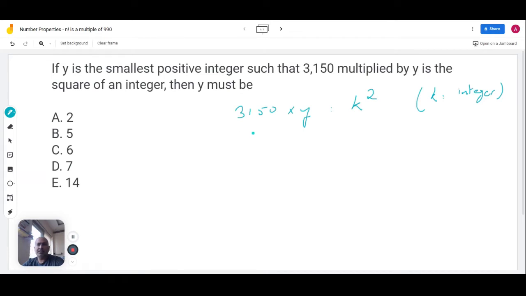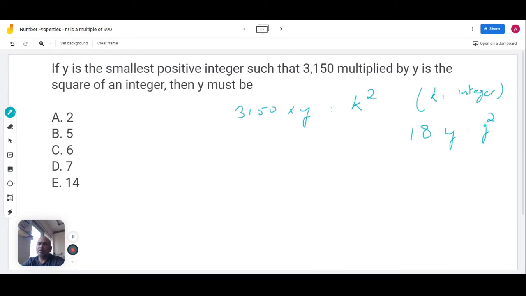To start off, let's just take some smaller value than 3150 to understand what's going on. We'll build from that and then come back. So let's say instead of 3150, we had 18 as the number. I've just picked a random number. If y is the smallest positive integer such that 18 multiplied by y is the square of an integer, let's now use a different variable, j. Then what would y be in this case?